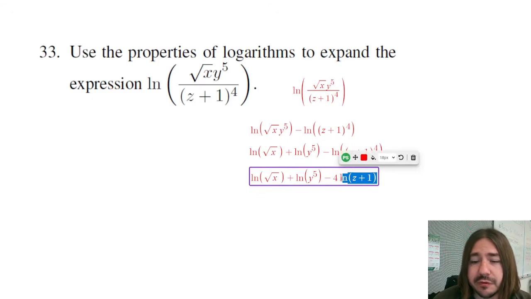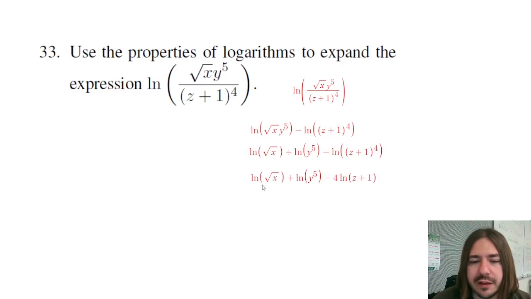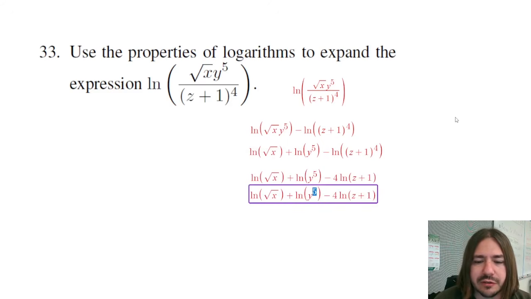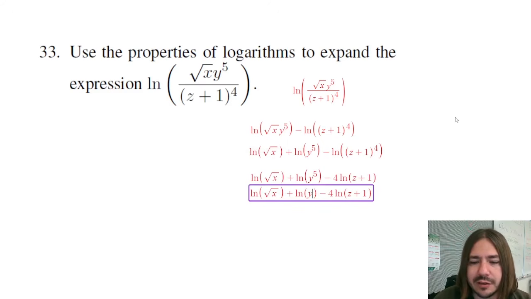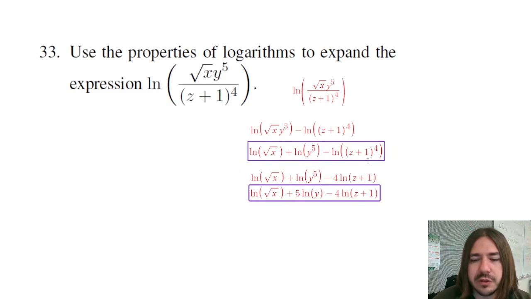I can't really simplify this any further. We don't have like an addition property or something like that. So this is kind of fixed. The last thing to do is to use that power property on both the y to the fifth and the square root of x. Now the y to the fifth will be a little bit more obvious here. The exponent is just 5, so I'm going to rewrite that using that as a coefficient, kind of like I did over here with the z plus 1 to the fourth.